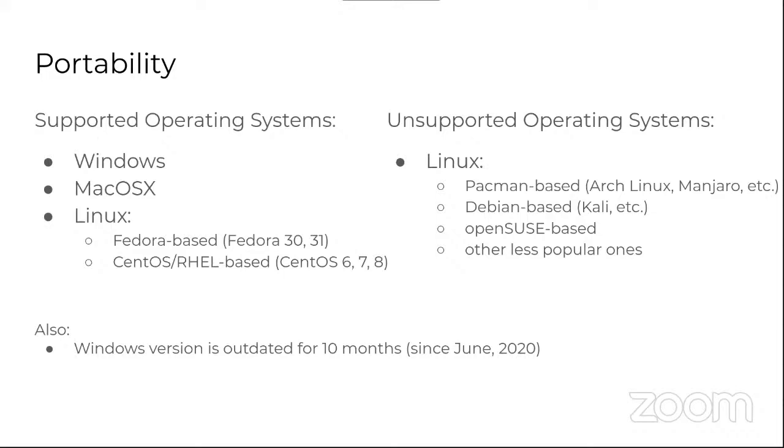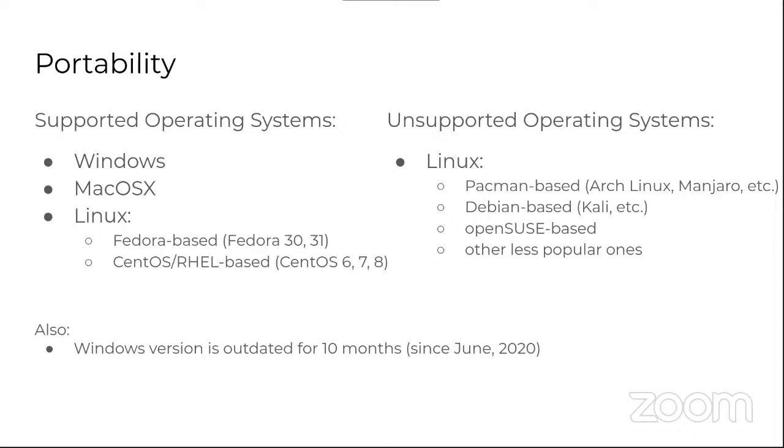Next, portability. You have many supported operating systems, and that's good. You support Windows, Mac OS X, and some Linux distributions, for example Fedora-based and CentOS or Red Hat based. But you also don't support many Linux distributions, such as Pacman-based ones, for example Arch Linux and Manjaro, some Debian-based ones like Kali, OpenSUSE-based, and other less popular ones.